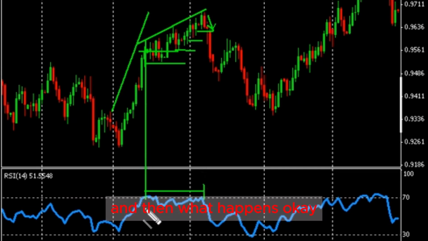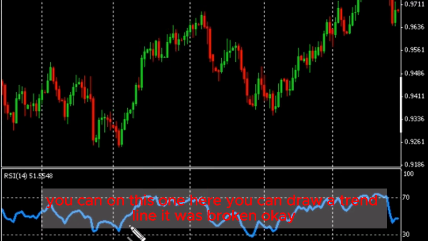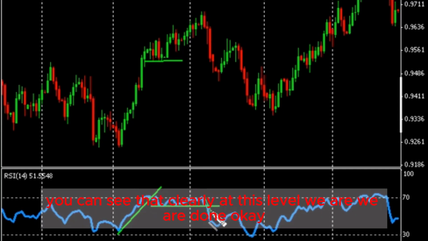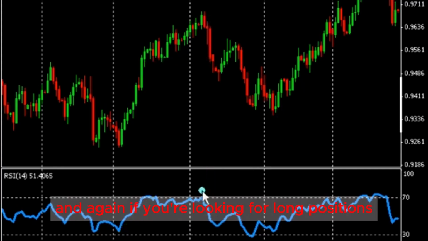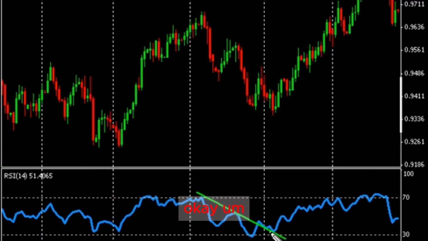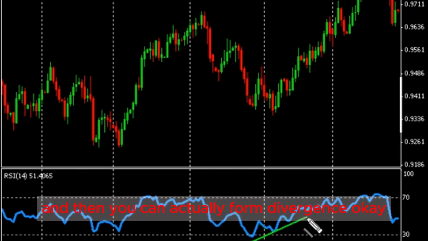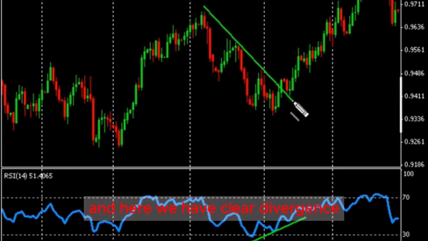On this one here, you can draw a trend line. It was broken, so move your stop loss. As it goes along here, you can see clearly that at this level, we are done. Again, if you're looking for long positions, when is the trend line broken? Significantly. It'd be nice to see that the indicator goes up and comes back down, and then you can actually form divergence. Here we have clear divergence with a trend line break.